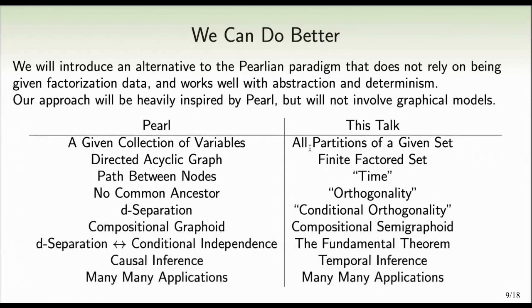In the Pearlian world, d-separation will satisfy the compositional graphoid axioms. In our world, we're just going to satisfy the compositional semi-graphoid axioms. The fifth graphoid axiom is one that I claim you shouldn't have even wanted in the first place. In the Pearlian world, d-separation, which you could read off of the graph, corresponds to conditional independence in all probability distributions that you can put on the structure, satisfying some rules. We're going to have a thing, the fundamental theorem, that'll do basically the same thing.